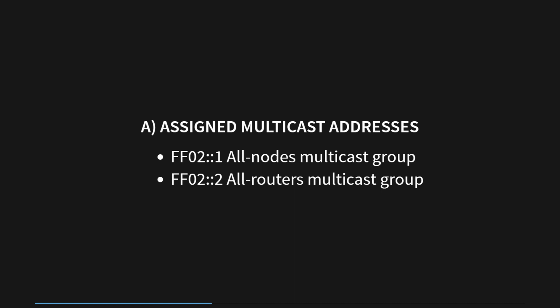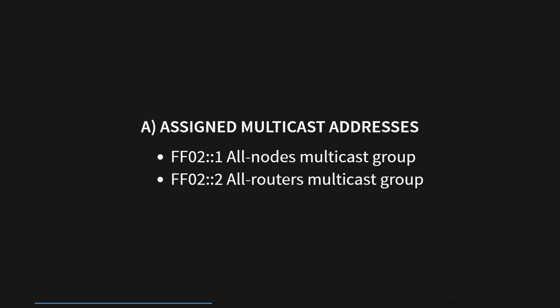FF02::2, all routers multicast group. This is a multicast group that all IPv6 routers join. A router becomes a member of this group when it is enabled as an IPv6 router with the ipv6 unicast-routing global configuration command. A packet sent to this group is received and processed by all IPv6 routers on the link or network.